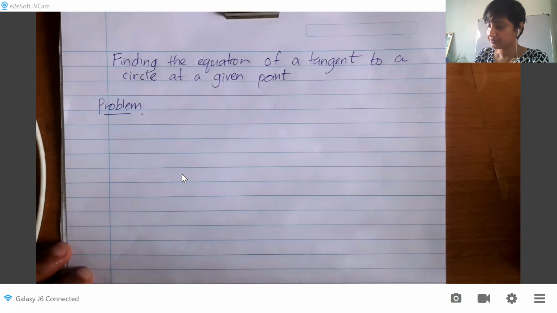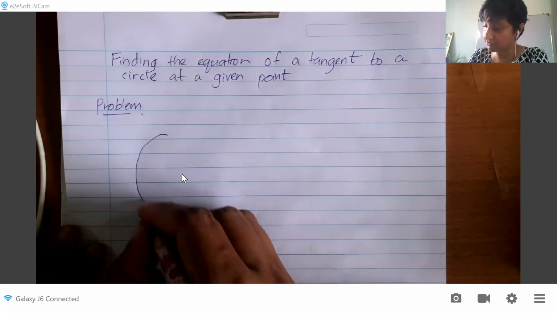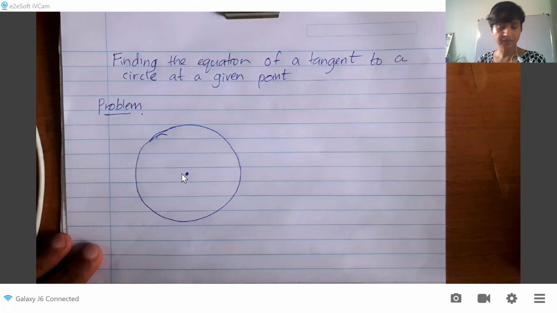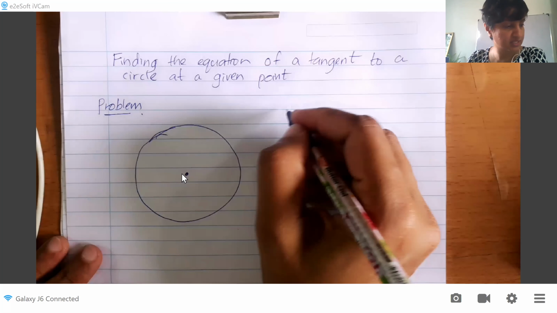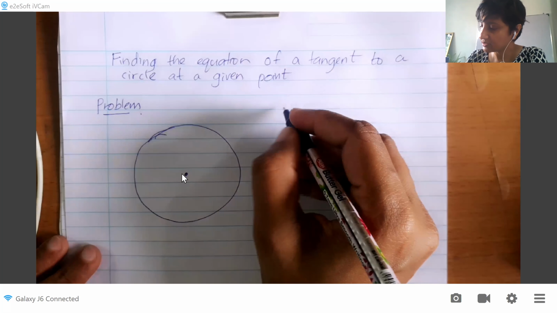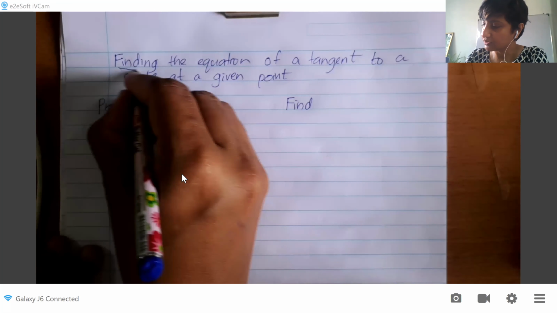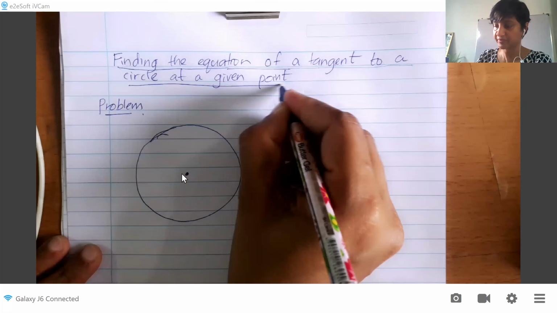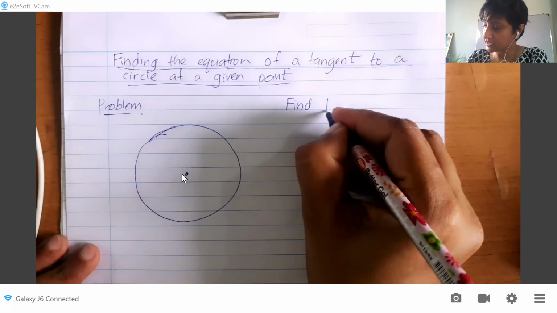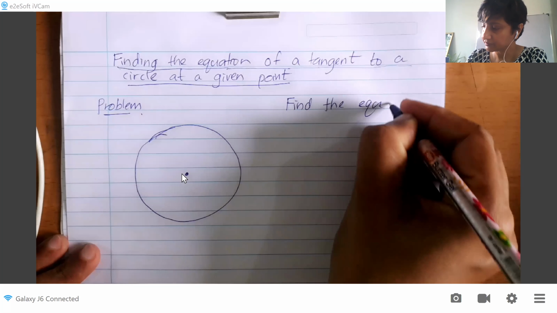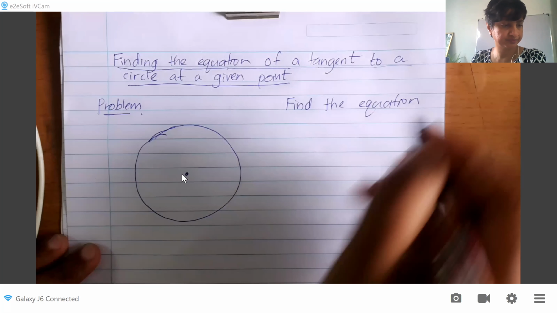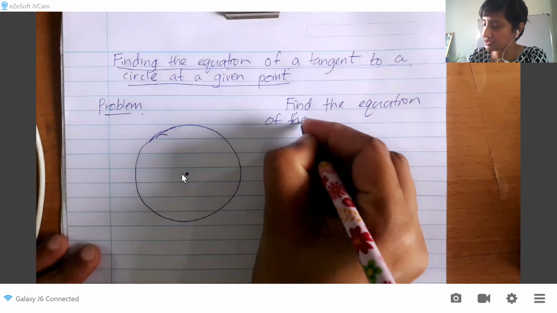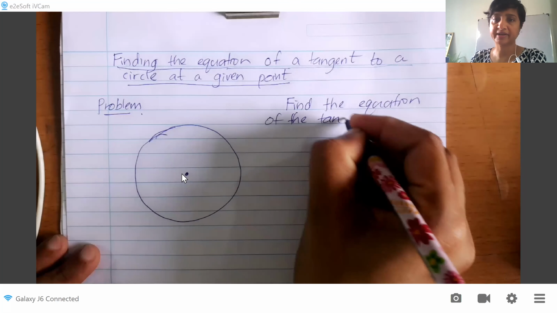I give you a circle. Here's my question. My problem is, find... This is your topic: finding the equation of a tangent to a circle at a point. Here's my problem. Find the equation of the tangent.